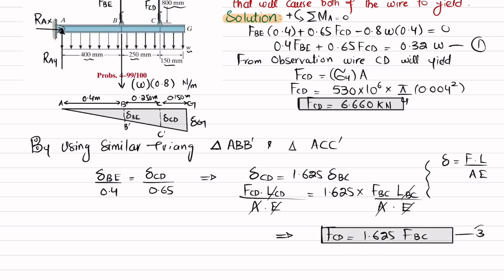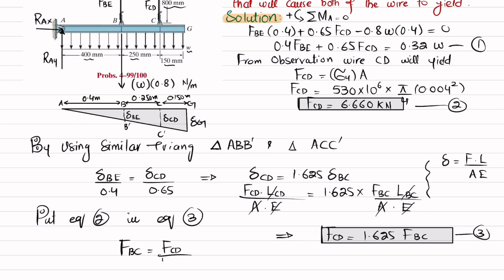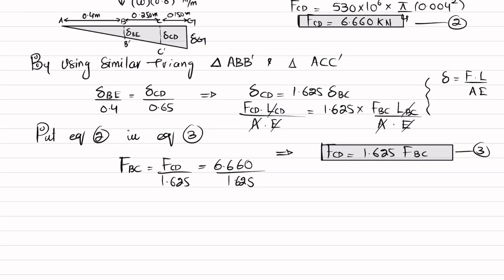Now you have this equation. Let this be equation number 3. Let this other one be equation number 2. So put equation 2 in equation 3. When you put the value of FCD, FBE will be equal to FCD divided by 1.625. So 6.660 divided by 1.625 will give you FBE. So FBE will be equal to 4.009 kilonewton. Let this be equation number 4.